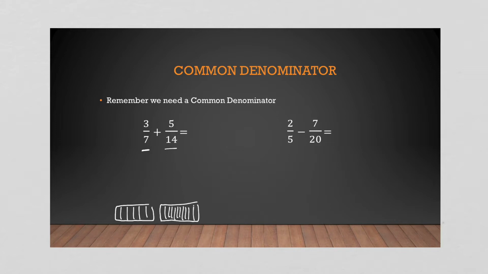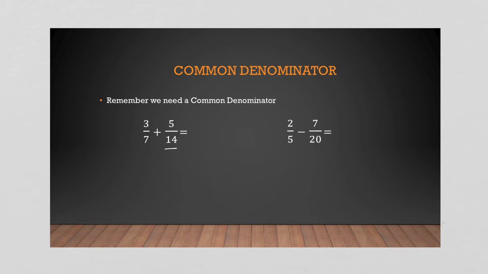So in this case, you could tell that these ice cubes are way bigger than these ones. So we can't just add them together. We need the same size ice cubes. We need a common denominator. So how do we do that? We do that using equivalence.